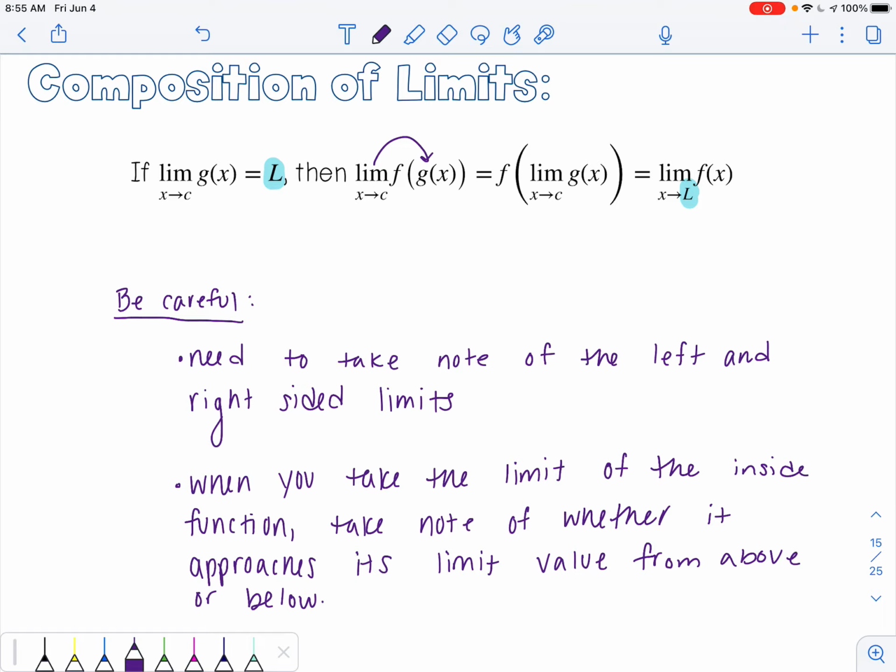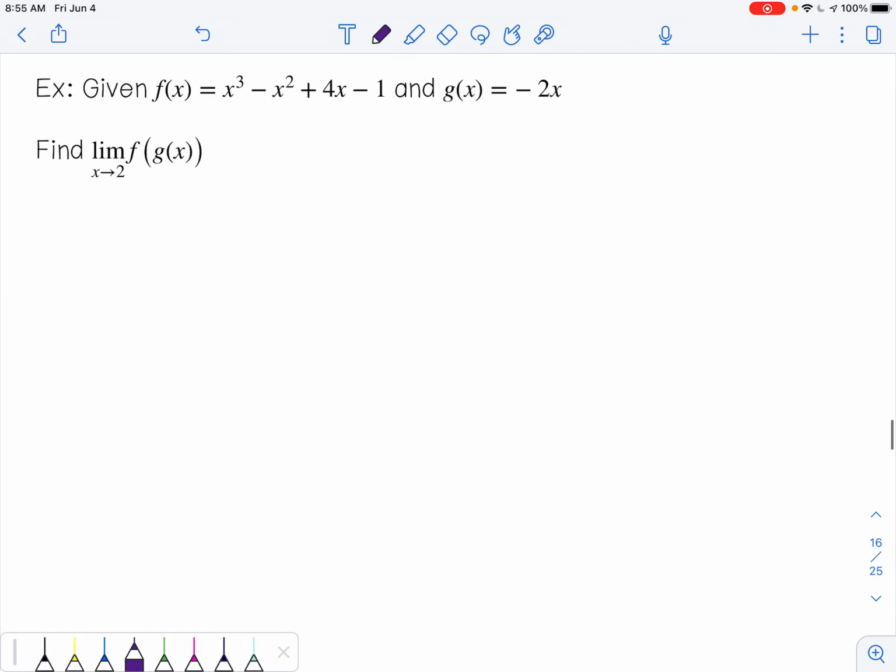And like I said, this is going to be really important for piecewise functions. If you're doing the composition of continuous functions, it doesn't matter quite so much. So let's get into a couple of examples.